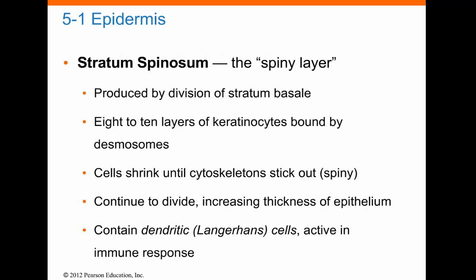The stratum spinosum is the spiny layer, and it's produced by a division of the stratum basale. So they're all moving up towards being shed at the stratum corneum. So it takes 8 to 10 layers of the keratinocytes bound by the desmosomes, and the cells shrink until the cytoskeletons stick out and they're spiny, and they continue to divide, increasing the thickness of the epithelium. And they contain those dendritic cells, the Langerhans cells, which are active in the immune response and help in the synthesis of vitamin D.